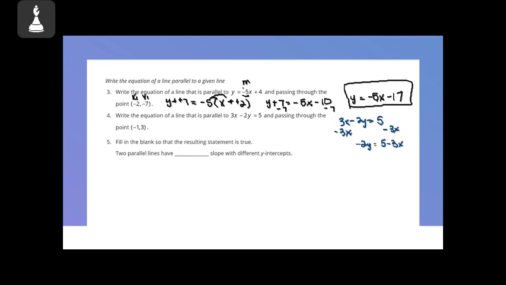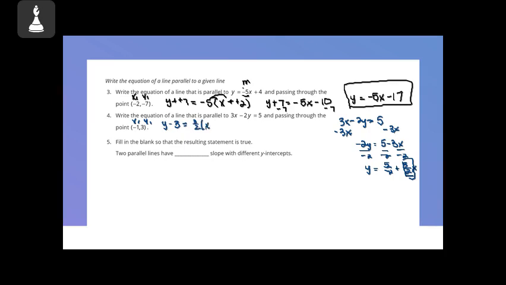To get y by itself, I'm going to divide by negative 2. And we get y equals 5 over negative 2. Let's see, 2 negatives can make positive 3 over 2x. So our slope that we're going to take with us is 3 halves. And our point, our x1, y1, is negative 1, 3. We can go to our form, y minus y1, so 3 equals 3 halves x minus x1, negative 1.